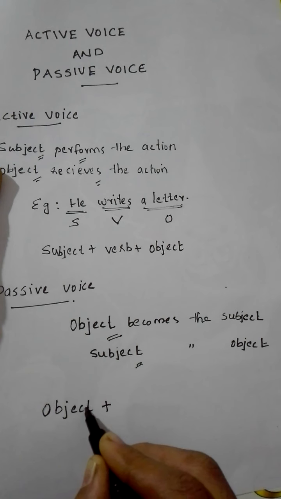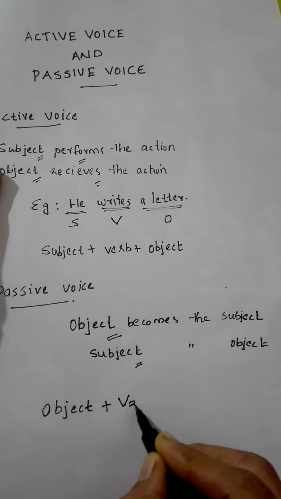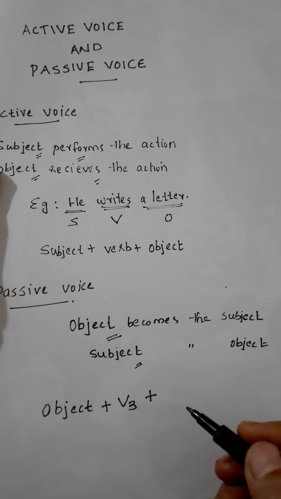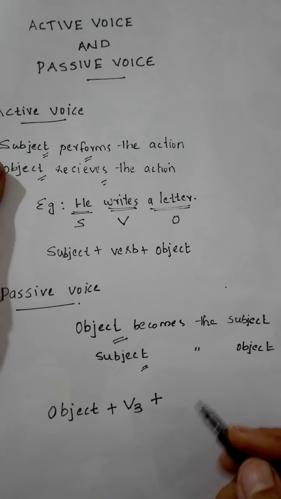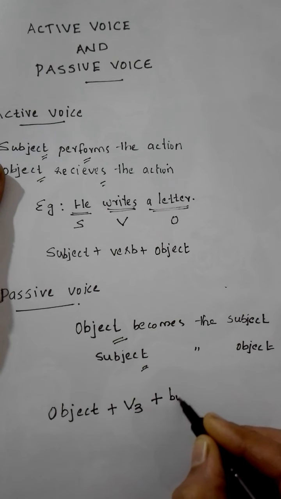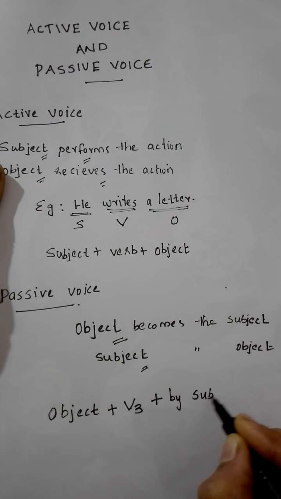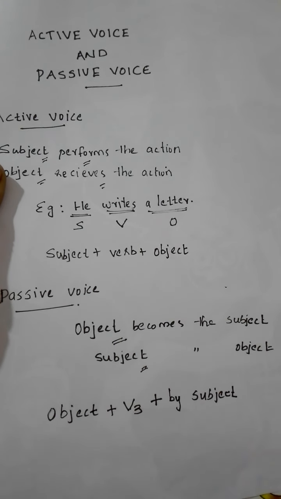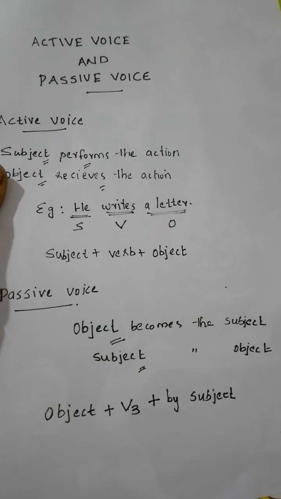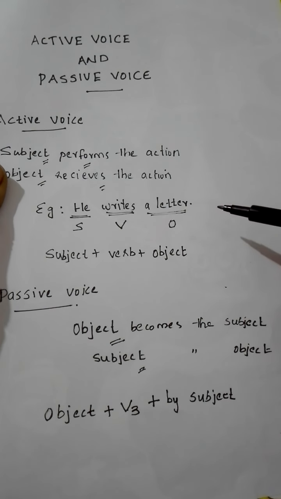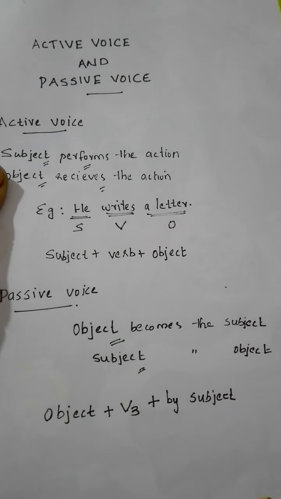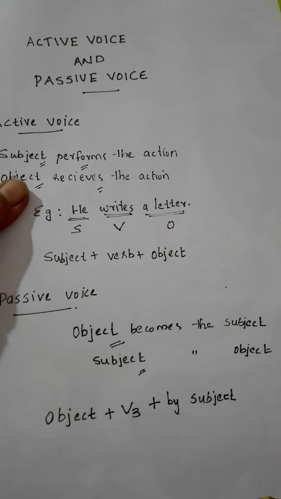Okay, and V3 form, means a verb's third form, the past participle form, we should have to use in passive voice. Okay, and then write by subject. So this is the construction of a sentence in the passive voice. Clear? So we can take the same example and we can convert this sentence into passive voice. Then it will be somewhat clear for you. Okay. So this is the sentence structure.